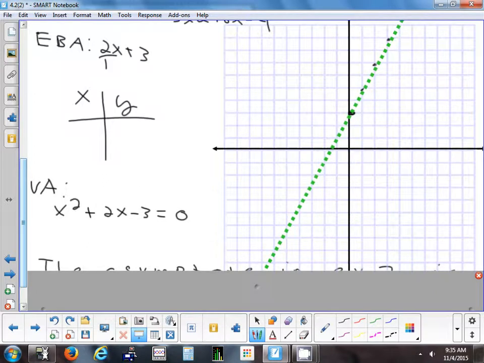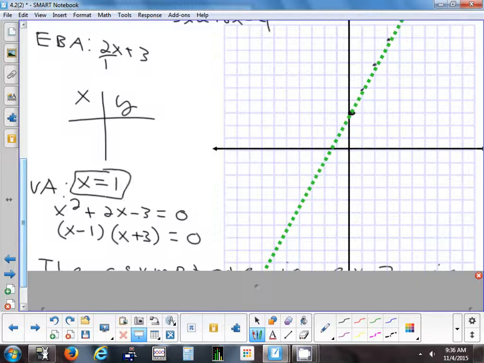Okay, let's see, we can factor that. How does that factor? We're going to need a 1 and a 3. And what about my signs? Plus 3, minus 1. That's 3x take away 1x is 2x. Okay, so we get a vertical asymptote at 1 and -3.